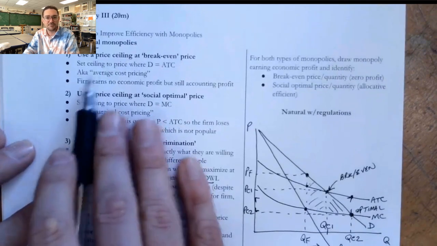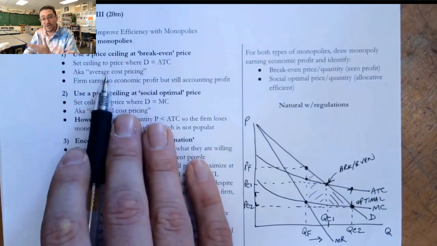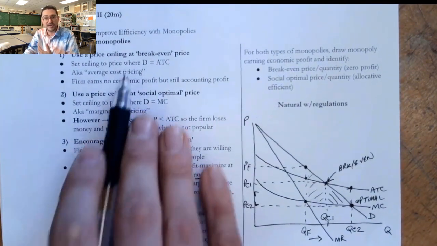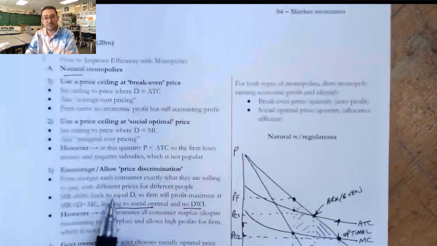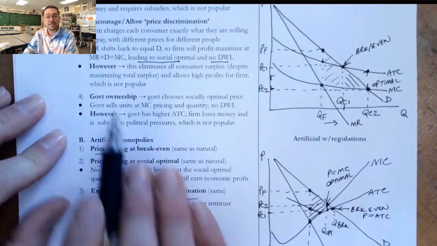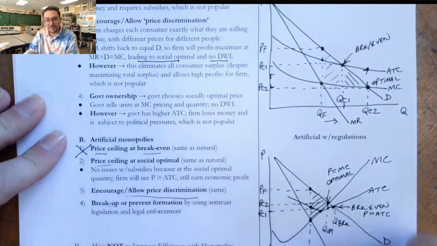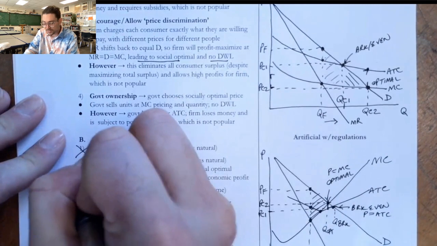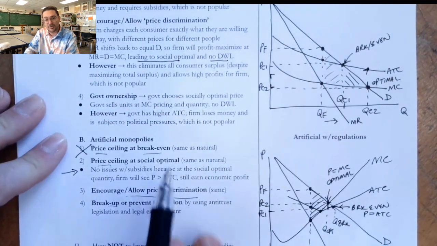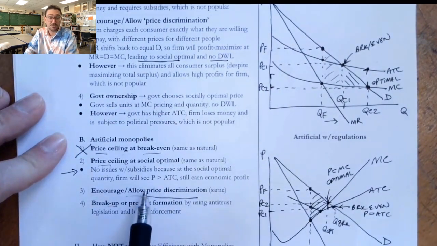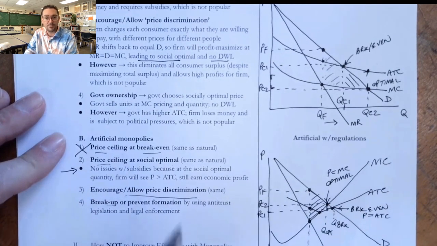What we typically say is that governments should use price ceilings, either at socially optimal or break even, or they should allow price discrimination, or they could take over the industry. With an artificial monopoly, we rule out the idea of using a price ceiling at the break even because there's not really a need to. What we most often would do is a price ceiling at the optimal, encourage price discrimination or allow them to do it, or break them up and prevent their formation in the first place.